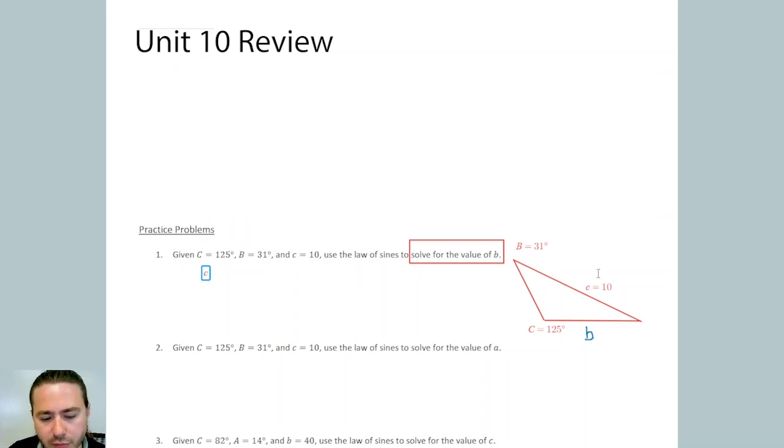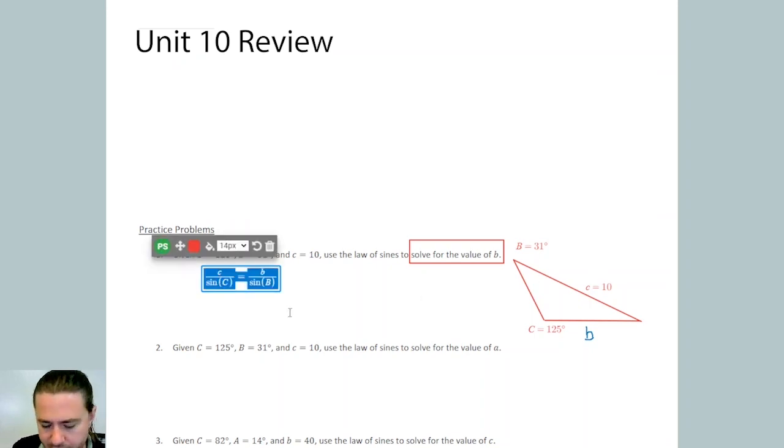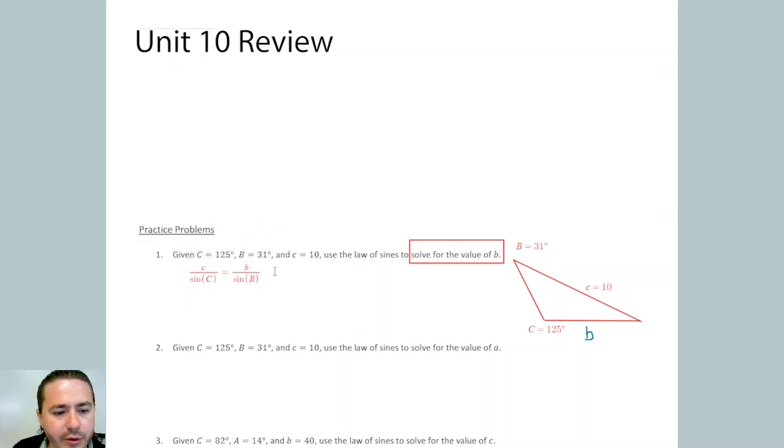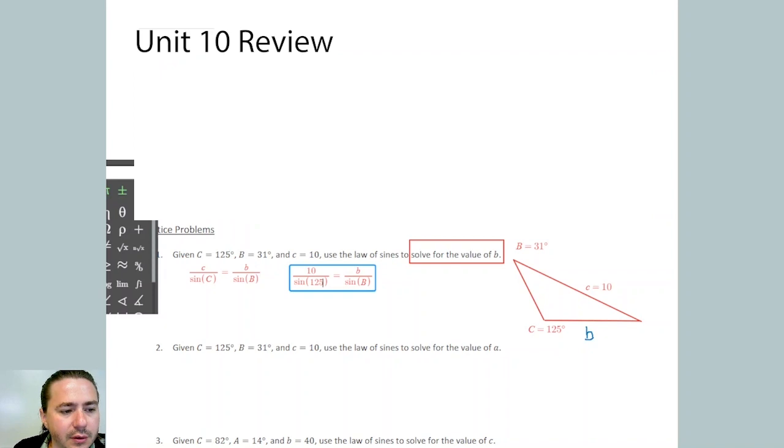So we'll use C over sine of C, because that is the pair that we have, equals B over sine B. Okay, so I'll go ahead and plug in what I know, which is everything except for my unknown, which is B. So 10 over the sine of 125 equals B over the sine of 31 degrees.